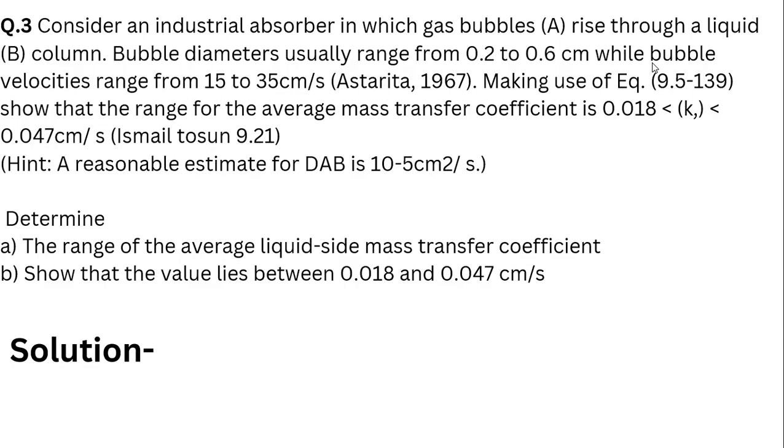Here the gas bubble A rises through liquid B column, and the bubble diameter range is 0.2 to 0.6 centimeter, and the velocity is 15 to 35 centimeter per second. So we just need to prove that the range of average liquid side mass transfer coefficient value lies between 0.018 and 0.047 centimeter per second. As all parameters are given, we just need to calculate each and everything.